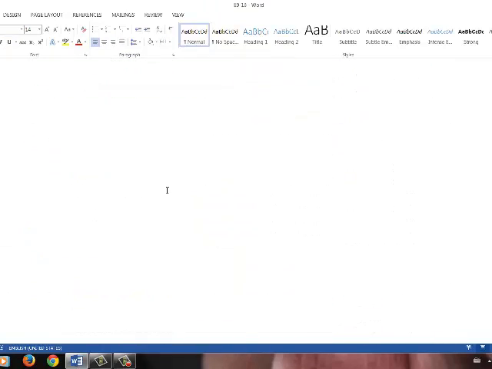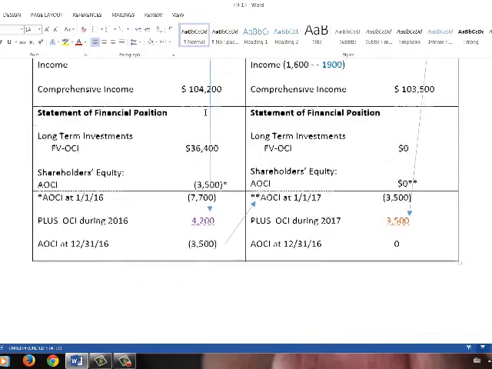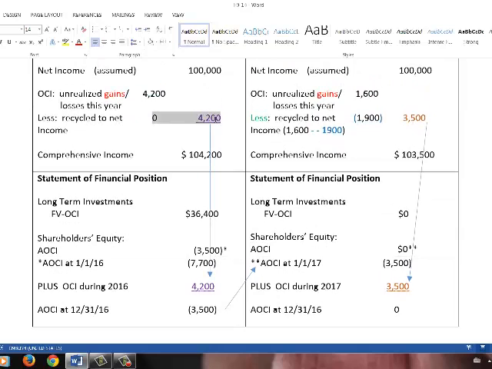So that would be that, and then look at what we put in it during the year, which we already know from our statement of comprehensive income, right? Our OCI this year in total was $4,200. So that's going to be added in here to give us a debit balance of $3,500.